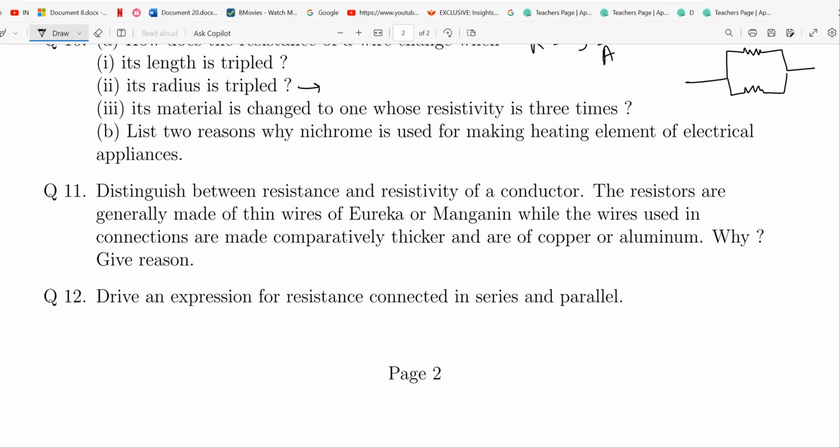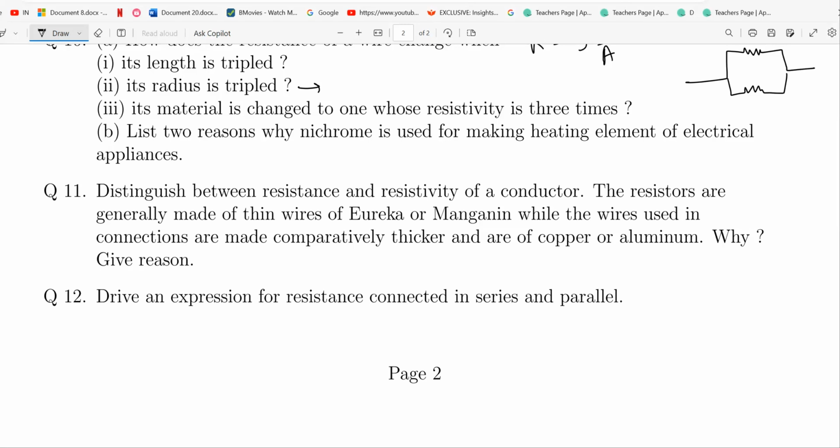The next question is, list 2 reasons why nichrome wire is used for heating elements. Have you mentioned? Nichrome is an alloy of nickel and chromium, and alloys have greater resistivity but do not burn easily under high temperature, so it is used for making heating elements of electric appliances.